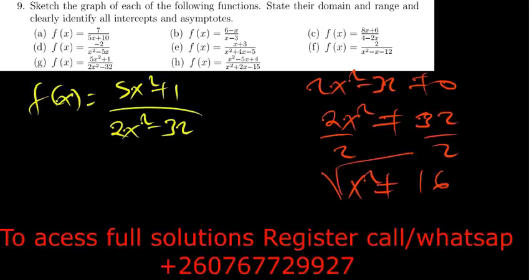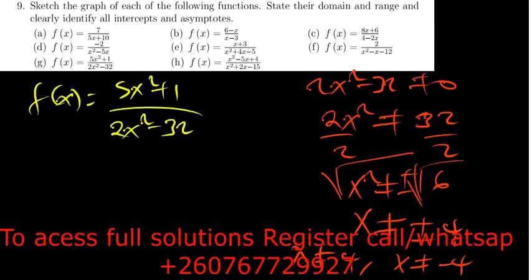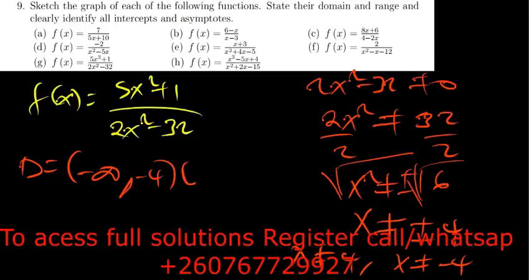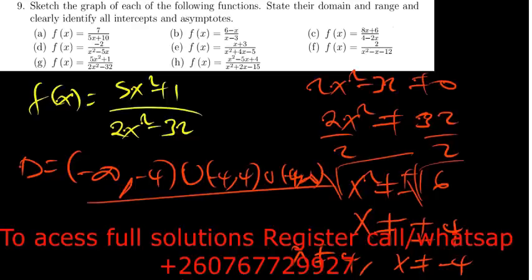I take the square root of both sides. This is going to be plus or minus, so x will not be equal to plus or minus 4. So x is not equal to 4 and x is not equal to negative 4. My domain is negative infinity to negative 4, union negative 4 to 4, union 4 to positive infinity. That is my domain. So my vertical asymptotes are at negative 4 and 4.